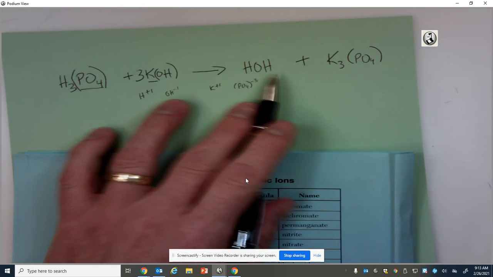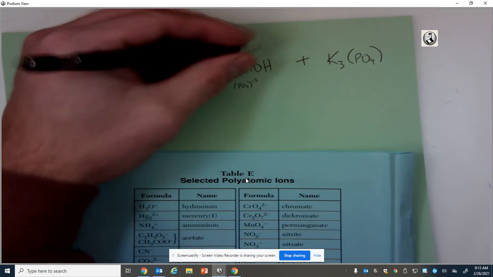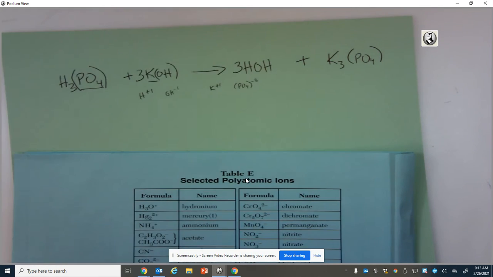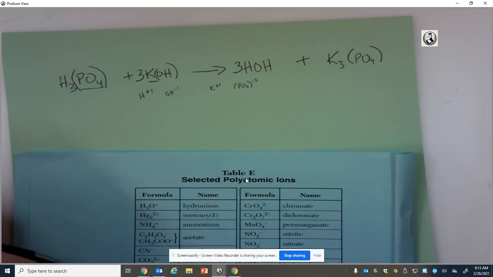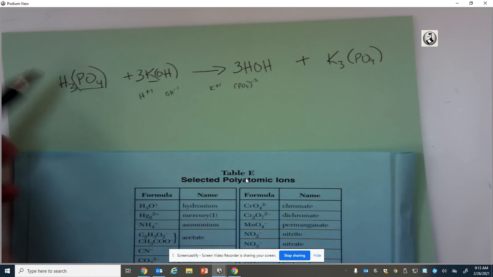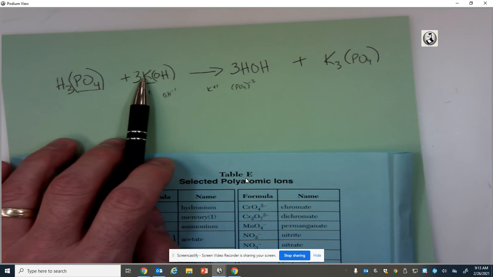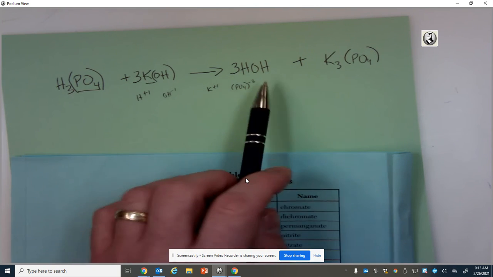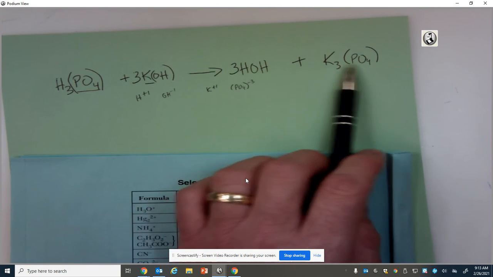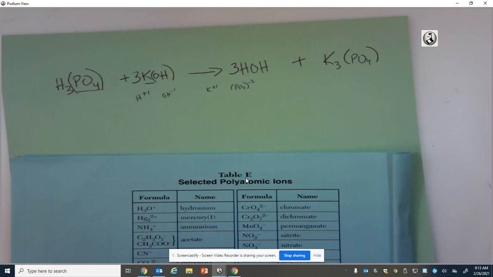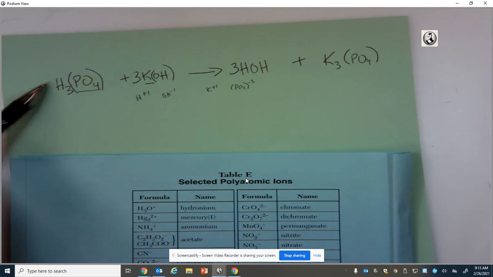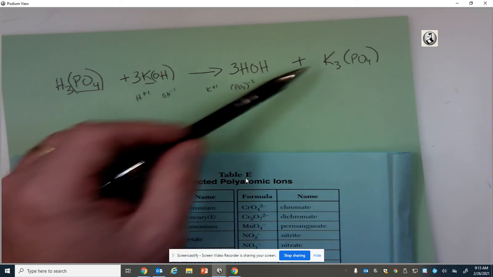Since I have 2 already right here, to get this to 6, I have to put a 3 as a coefficient, because 3 times 2 is 6, and that makes our hydrogens equal on both sides. Now let's check our oxygens. Here I've got 4 and 3 for a total of 7 oxygens. Here I've got 3 oxygens and 4 for a total of 7 oxygens. So my coefficients are as such: a 1 in front of here, a 3, and a 1.